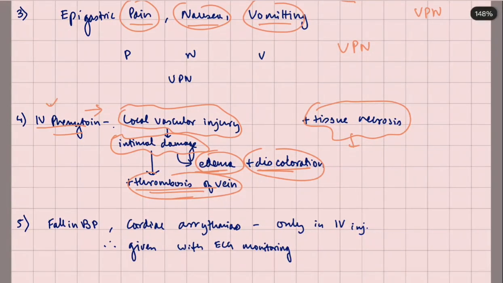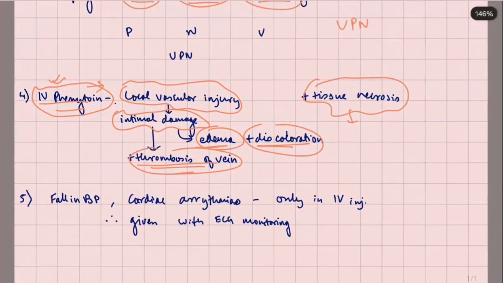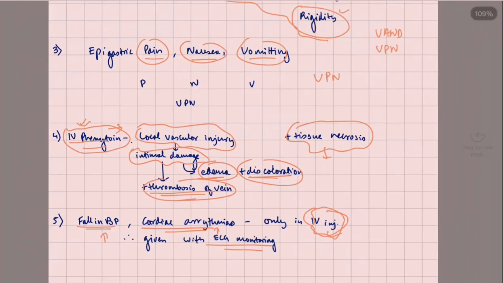So this is an important point, and if you mention this in viva, teachers are usually very impressed. Then we have fall in BP, and we have cardiac arrhythmias. These occur due to the IV injection of phenytoin only, and that is why when we give IV phenytoin, we like to give it with ECG monitoring, so we can keep an eye on this and this.